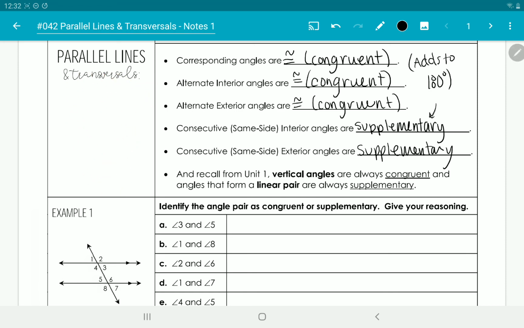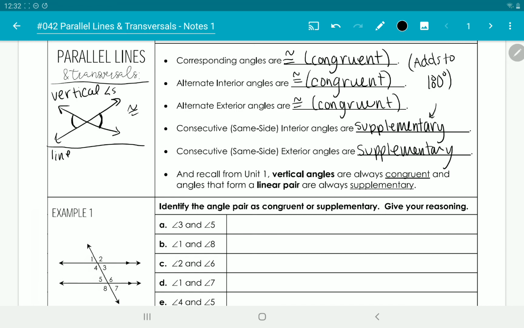So I'm going to erase this. So vertical angles is whenever two lines intersect each other like that, and then they're just directly across from one another like that. So it's vertical angles. They're congruent. We already talked about that.